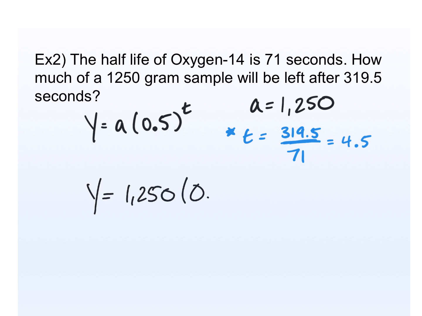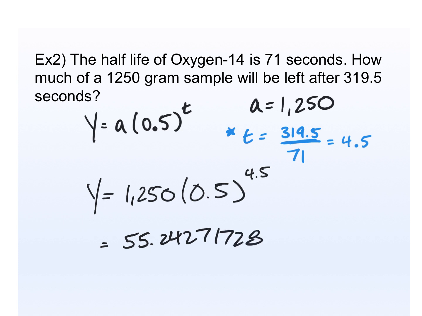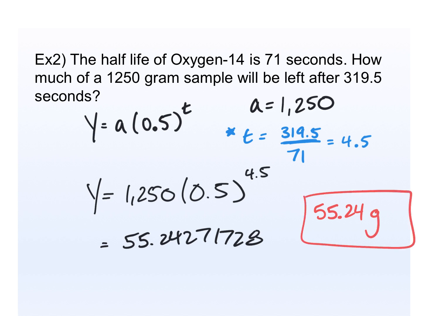1,250 times 0.5. Our T is going to be 4.5. And if you do that work in your calculator, I ended up getting 55.24271728, which you know we like to round to 2 decimal places. So it would be 55.24 grams left over.